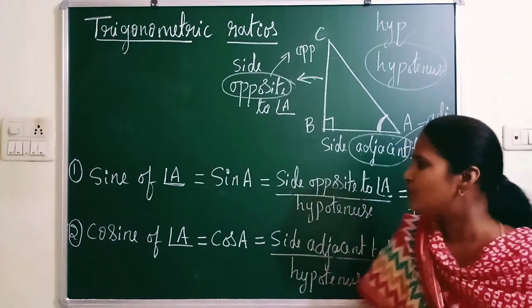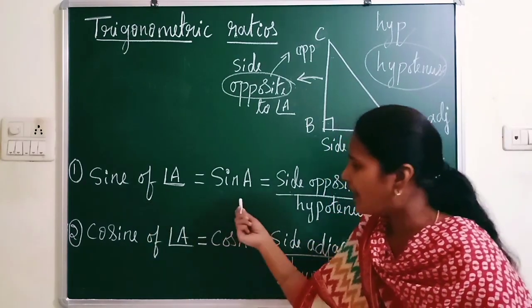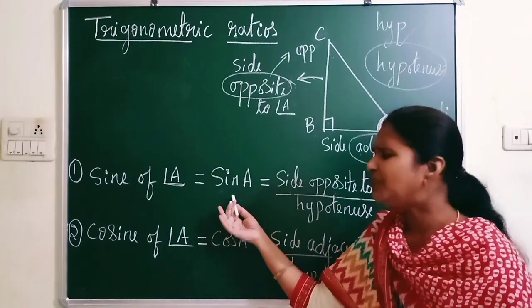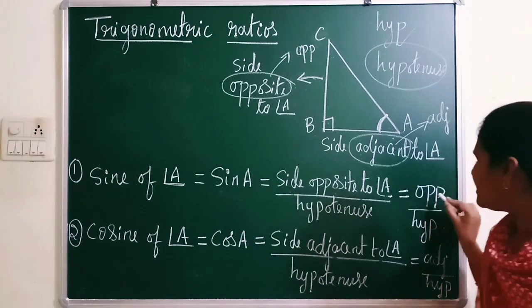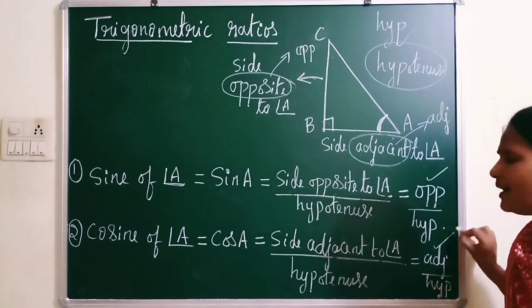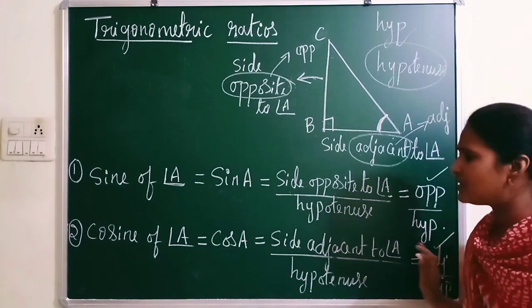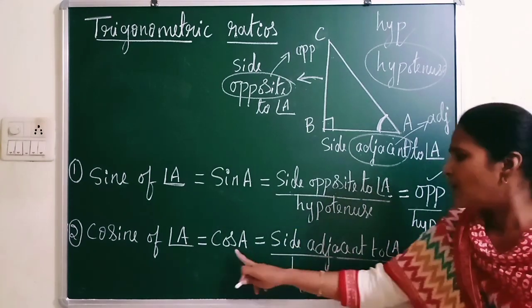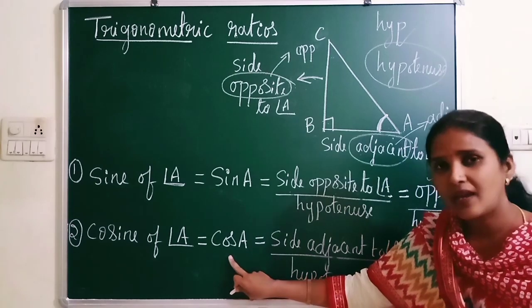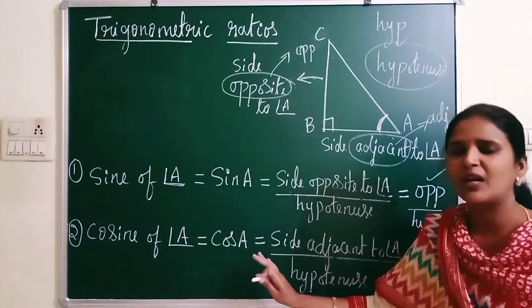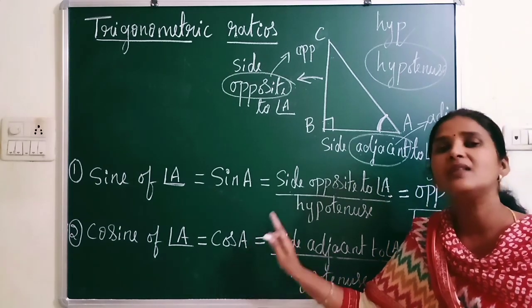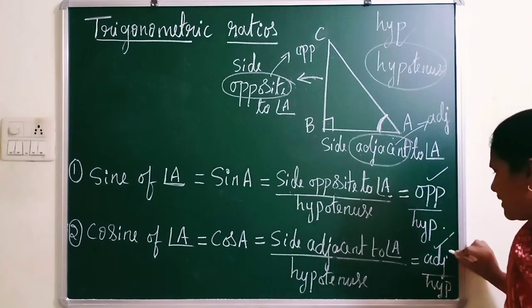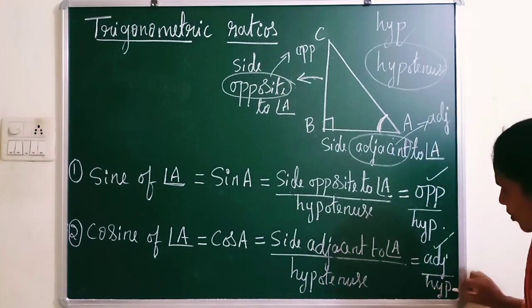Just observe these two. Again, sine of angle A can be written as sine A. You have to remember only the abbreviations. Sine A equals opposite by hypotenuse. Cos A, that is cosine. We don't pronounce it as cosine, but as cos. Cos A can be written as adjacent by hypotenuse.